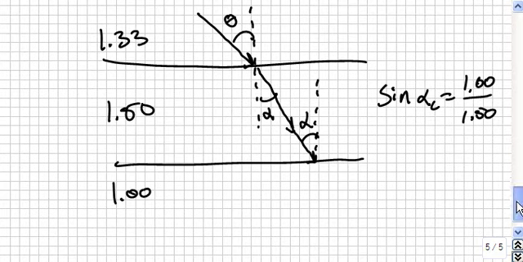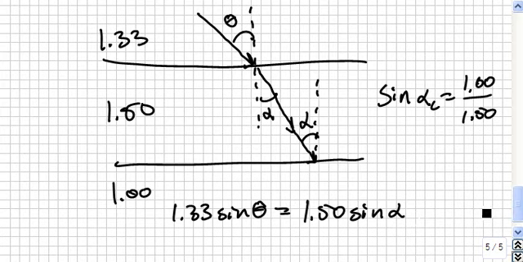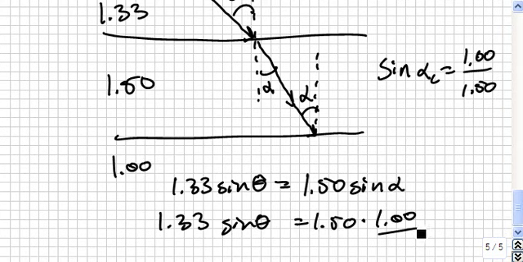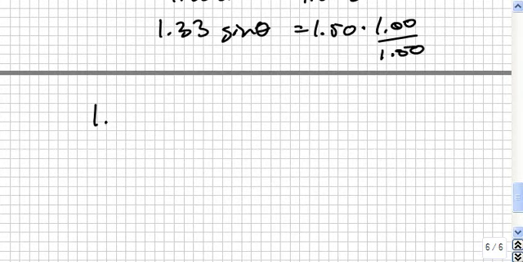Well, we do that using Snell's law. I can see that 1.33, the index of the water, times sine theta, the angle of incidence in the water, is going to be equal to 1.50 times sine alpha. Well, when alpha is equal to alpha c, I can then plug the value in, and I get 1.50 times sine alpha c is just 1 over 1.50. And so in fact, what I find here is that when I get total internal reflection at the glass-air boundary, it's true that 1.33 times sine theta is equal to 1.00.